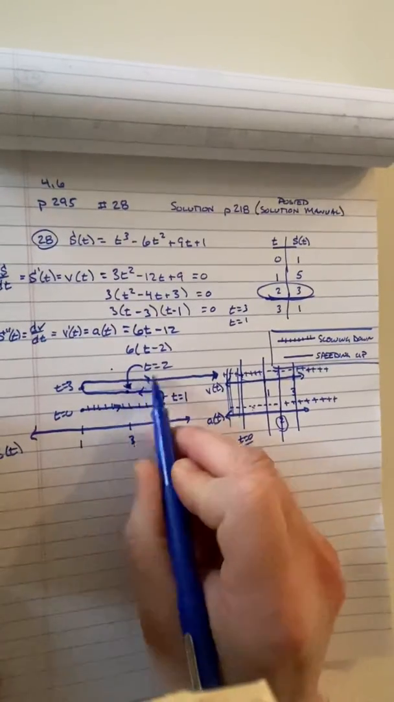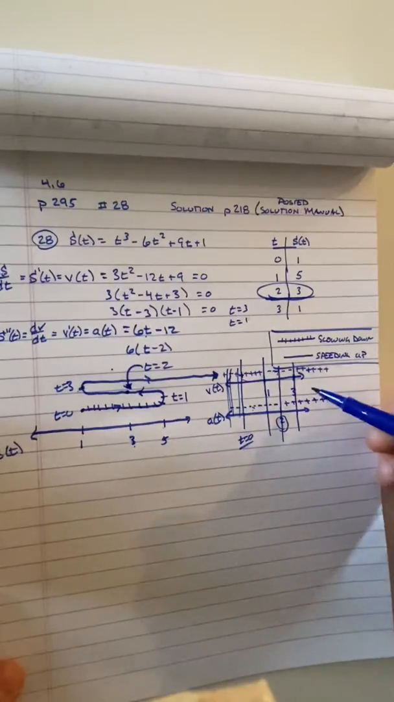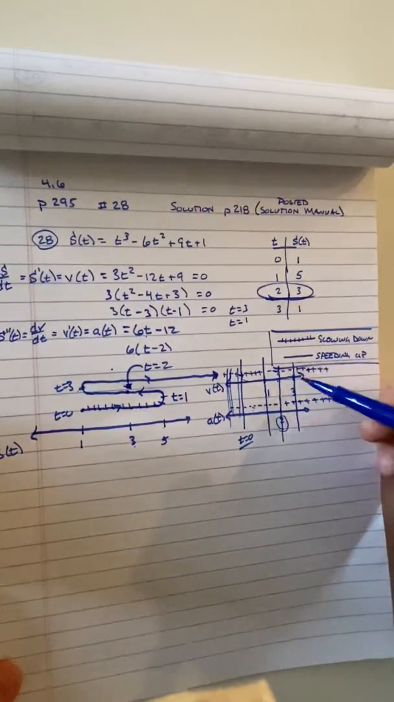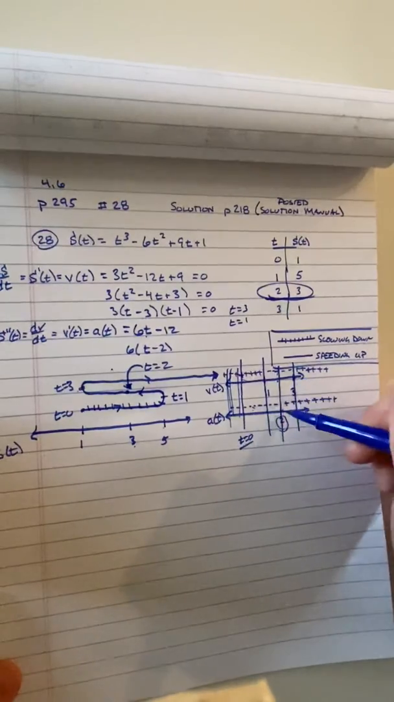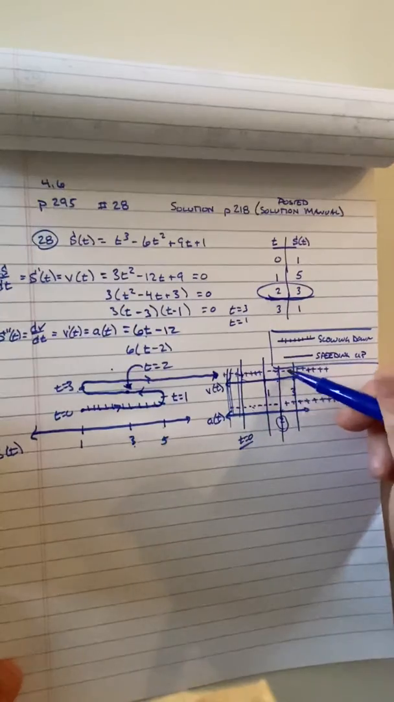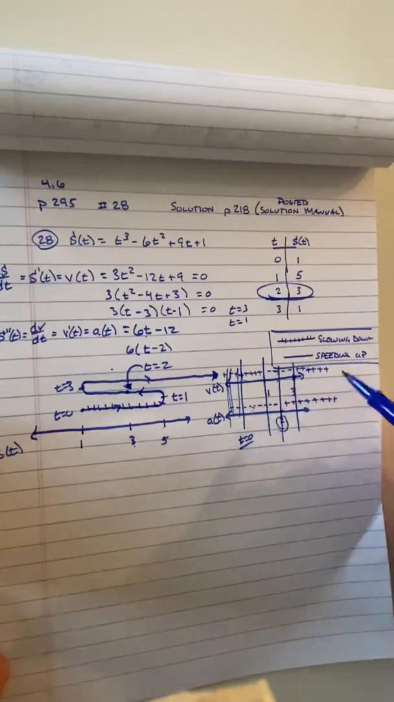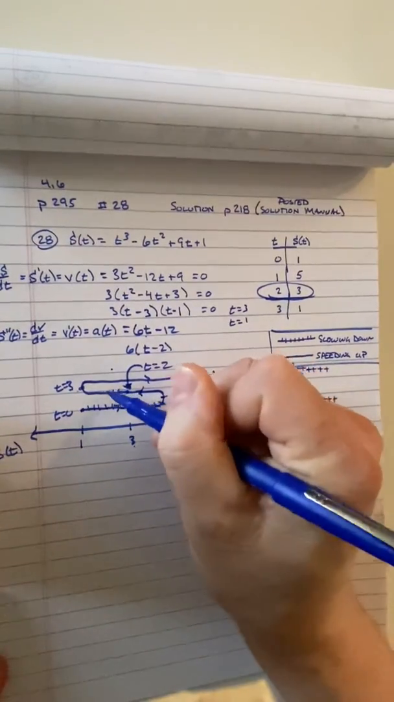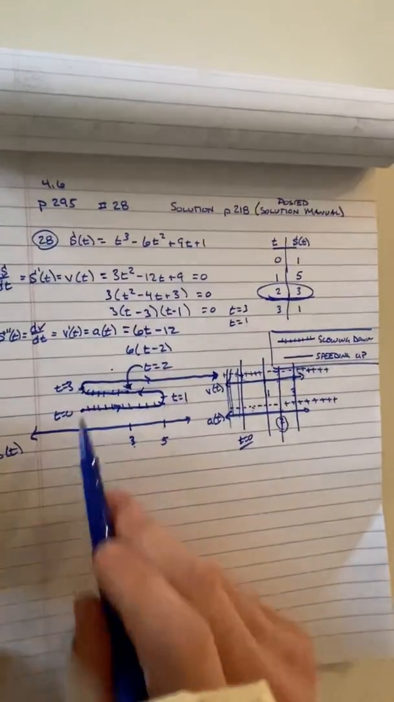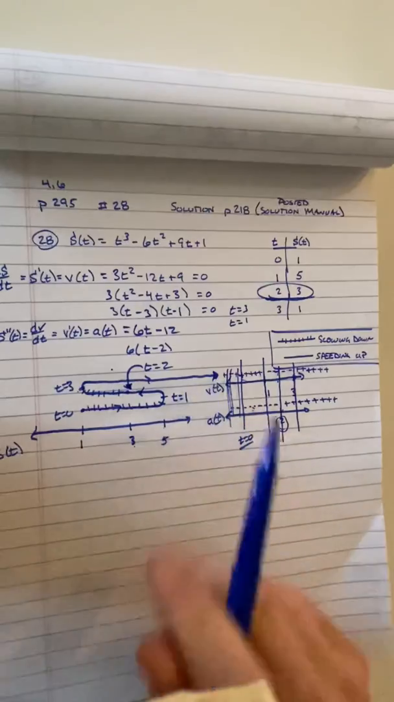So from t equals 2 to t equals 3, negative velocity, positive acceleration. When they have opposite signs, it's slowing down. Stop. And pick up speed and go the other direction.